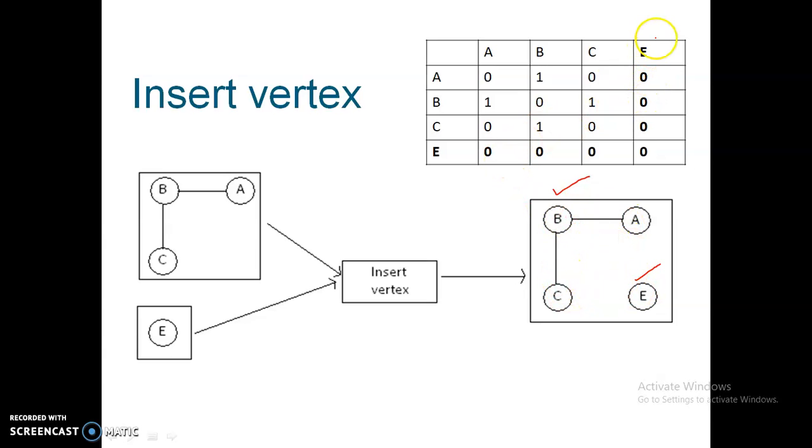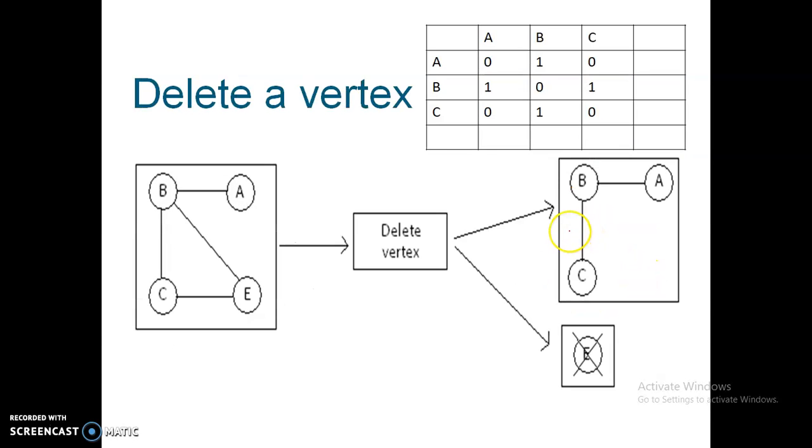In the adjacency matrix, we will add one new row, that is, we will add one new vertex with the name E. So we'll create one new column and one new row. Initially all the values are 0, because E doesn't have any edge to any other vertices in the graph.